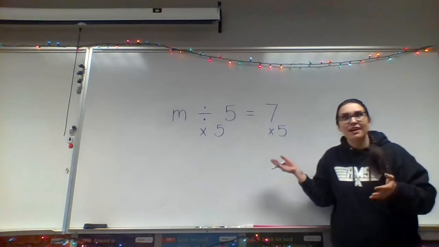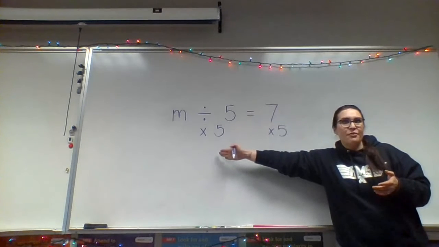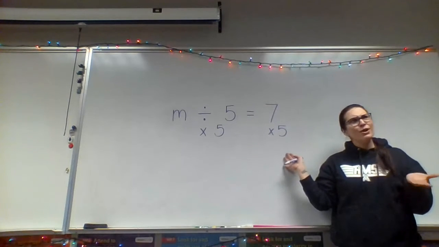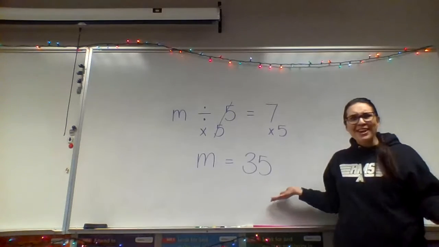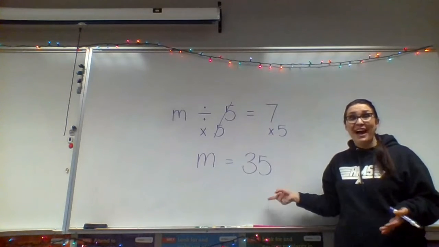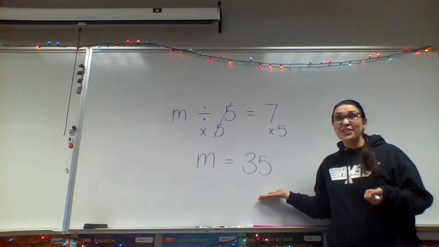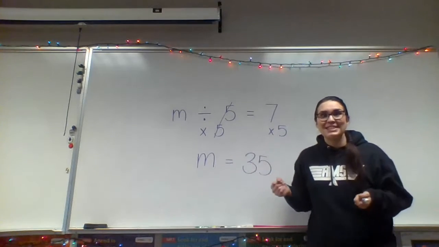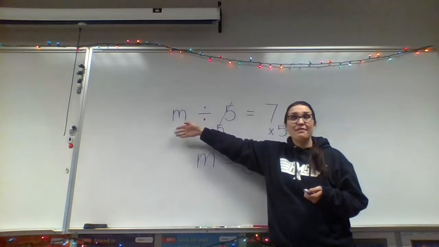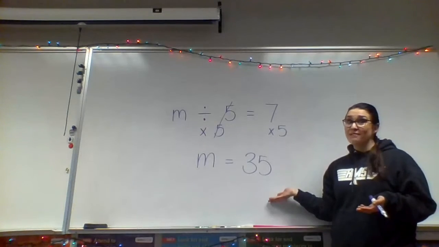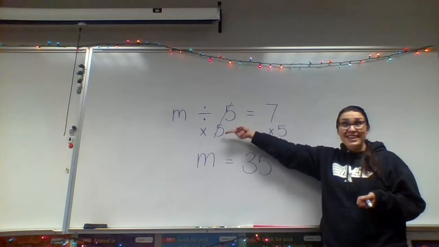But then think to yourself, if I multiplied 5 over here, you also need to multiply 5 on this side. And what is 7 times 5? We know that 7 times 5 is 35. That means that m, our variable, is equal to 35. And that makes sense, my friends, right? Because when I have 35, I divide it by 5, that gives me 7. So 35 is the solution to this equation.